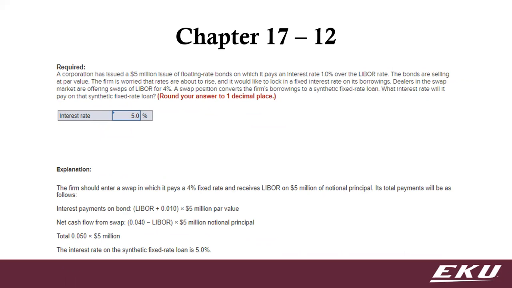All right, this is the last one for chapter 17. So chapter 18, we're going to go to, it's a little bit longer, but that will actually be our last chapter.